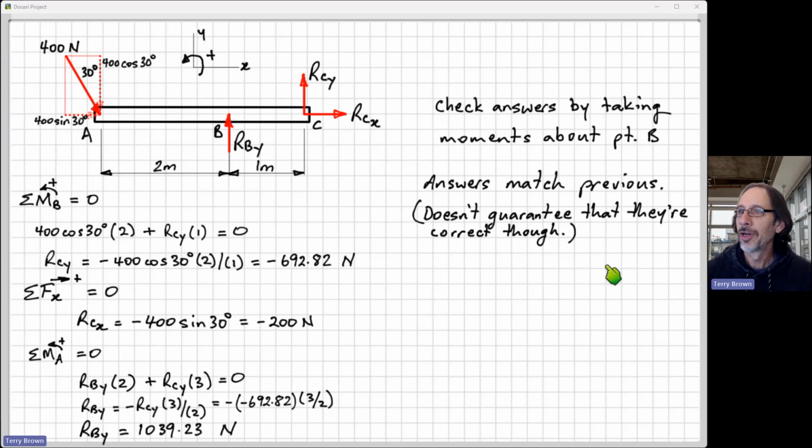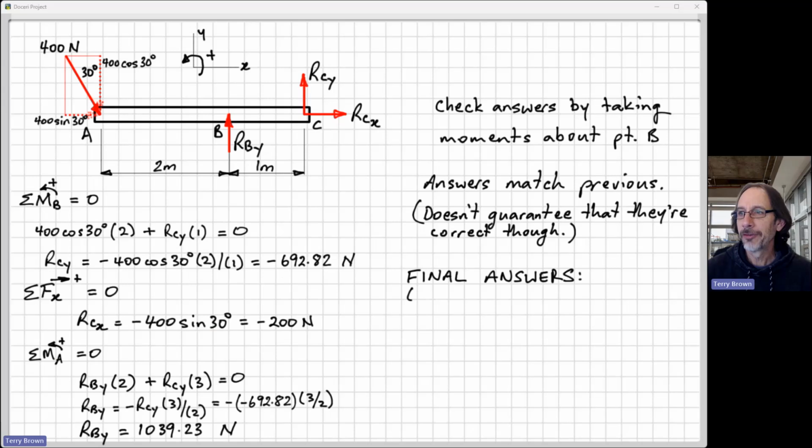The reason I've highlighted this is that in students' assignments and quiz answers, I say, look, you need to make sure you check your solution. They'll say, oh, answers match, that means they're correct. No, it doesn't mean they're correct. It means it's more likely that they're correct, but it doesn't guarantee it.